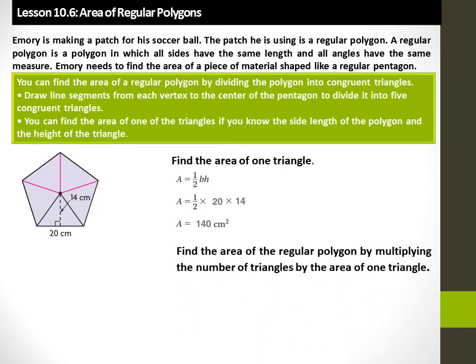Now to find the area of the regular polygon, we must multiply the number of triangles by the area of one triangle. So A is equal to 5 times 140, which is equal to 700 centimeters squared. So the area of the pentagon-shaped piece is 700 centimeters squared.